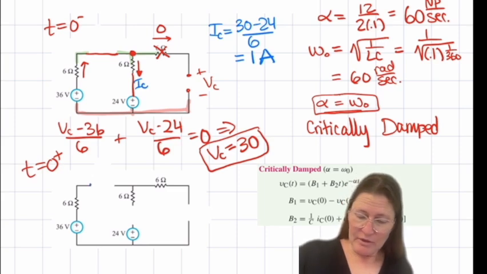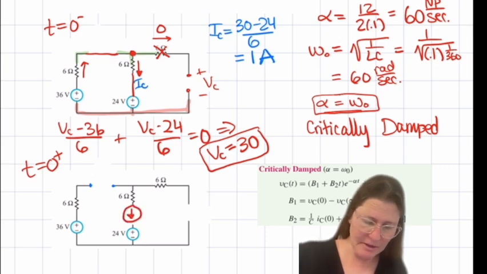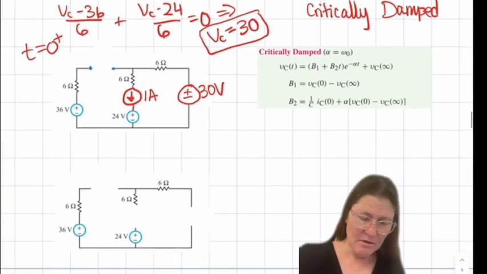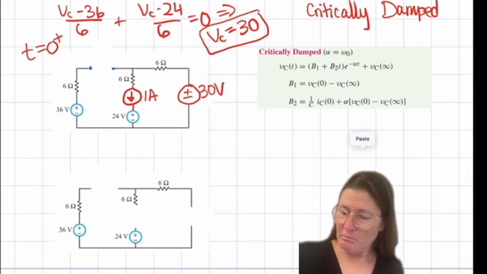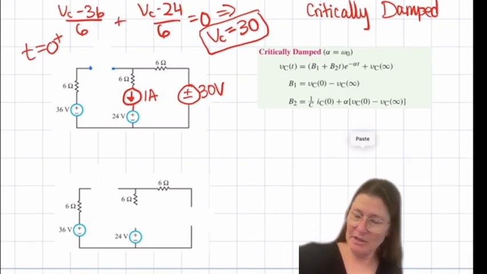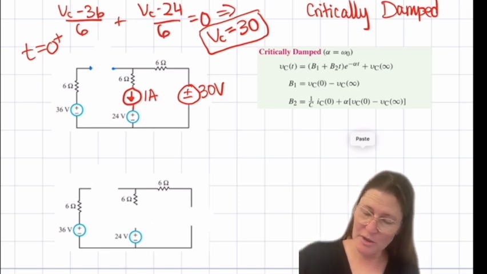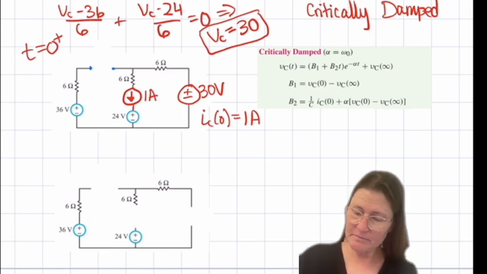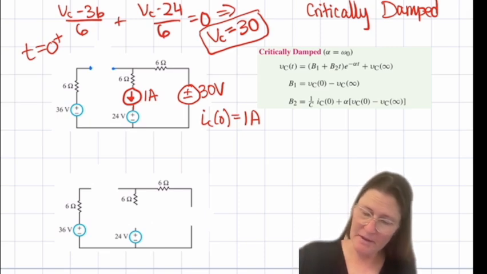Okay, so with this one, when it's open, this is still going to be 1 amp, and this will be 30 volts. So my IC of 0 will be the 1 amp. Or minus 1 amp, sorry. So it's going to go this direction.